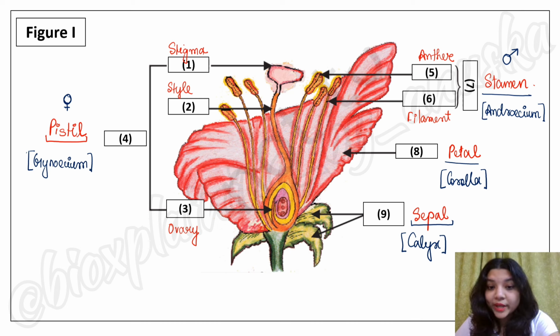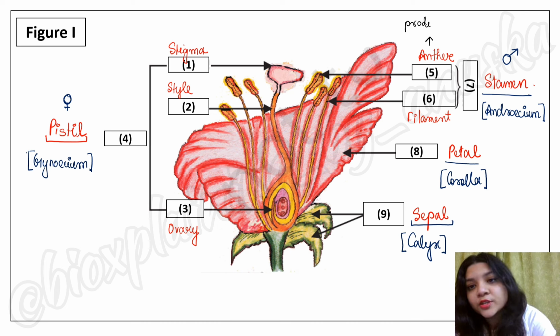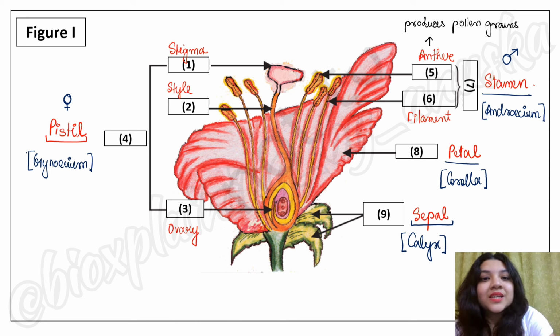Once again, I'll just quickly tell you the roles of the male and the female part. The anther has the job of producing the pollen grains. Right? These pollen grains are transferred to the stigma. So the stigma receives the pollen grains. Then if it is the correct pollen grain, the style will allow the pollen tube to grow and it enters the ovary.